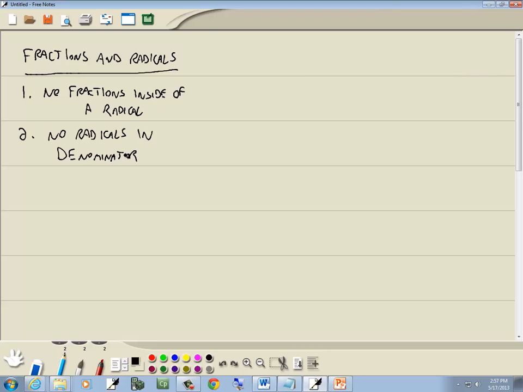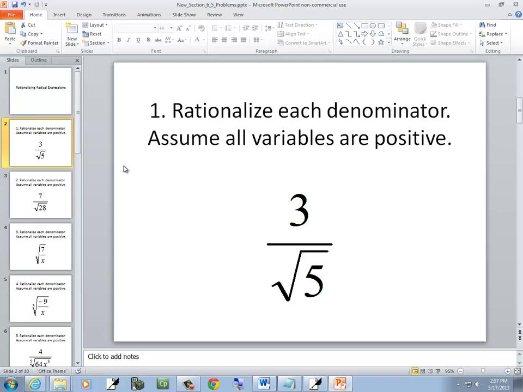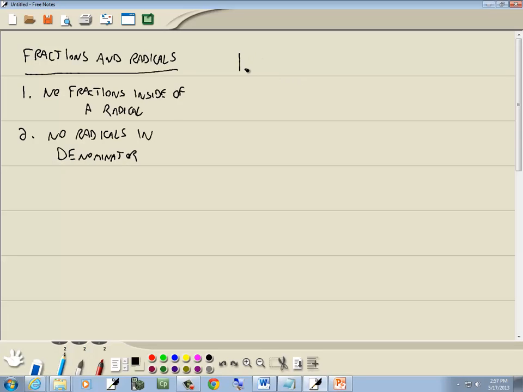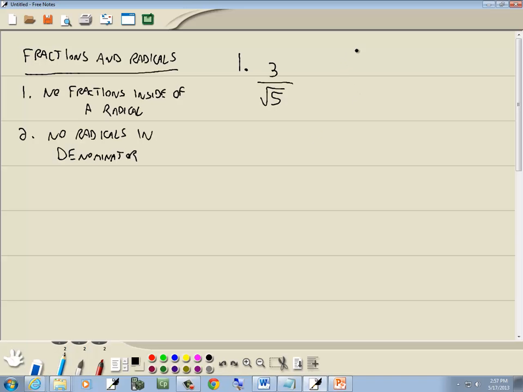Now, we've seen some other techniques to simplify them, to get rid of them, but those don't work all the time. So let's look at our first one here. We got 3 over the square root of 5. It says rationalize each denominator. That means just get rid of those two conditions that we talked about. Assume all variables are positive.